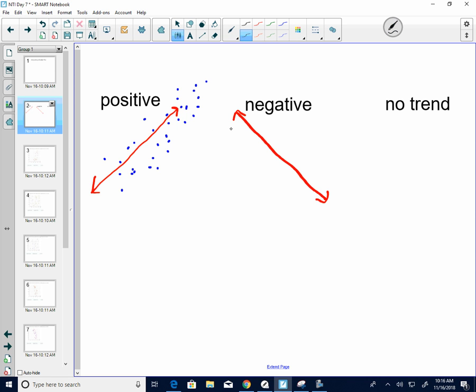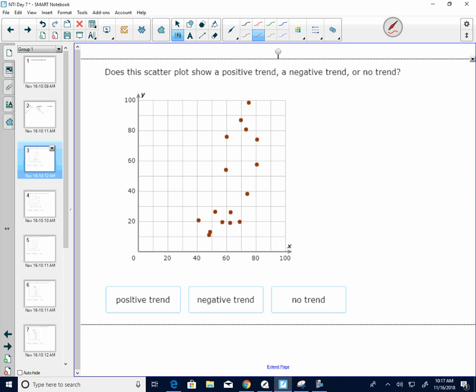Whereas if it's a negative one, if the points are grouped in a way that looks like they're going down, and you could draw a line going down through the middle of them, then it's a negative trend. And if there is no trend at all, that means they're just spread out everywhere and there's no general direction in which they're going. So let's look at a couple examples that you might encounter.